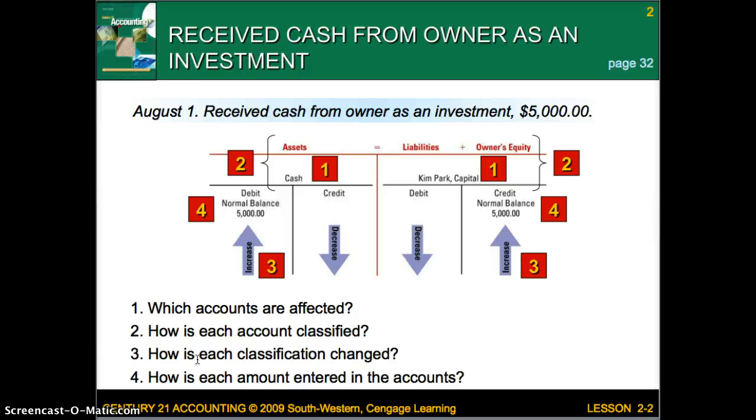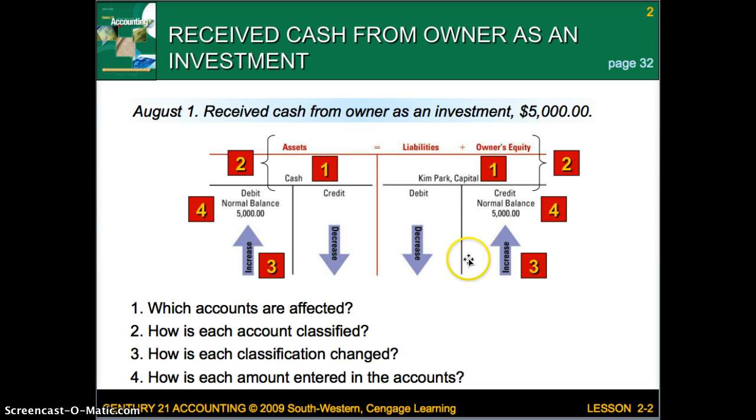The first question we're going to ask is which accounts are affected, and we know that cash will be affected and that capital, owner's equity, will be affected. In our book, Kim Park is the owner of our business, and that's why the account is called Kim Park Capital. So 2 accounts have been affected, cash and Kim Park Capital. How is each account classified? Well, cash is an asset and Kim Park Capital is an owner's equity account.